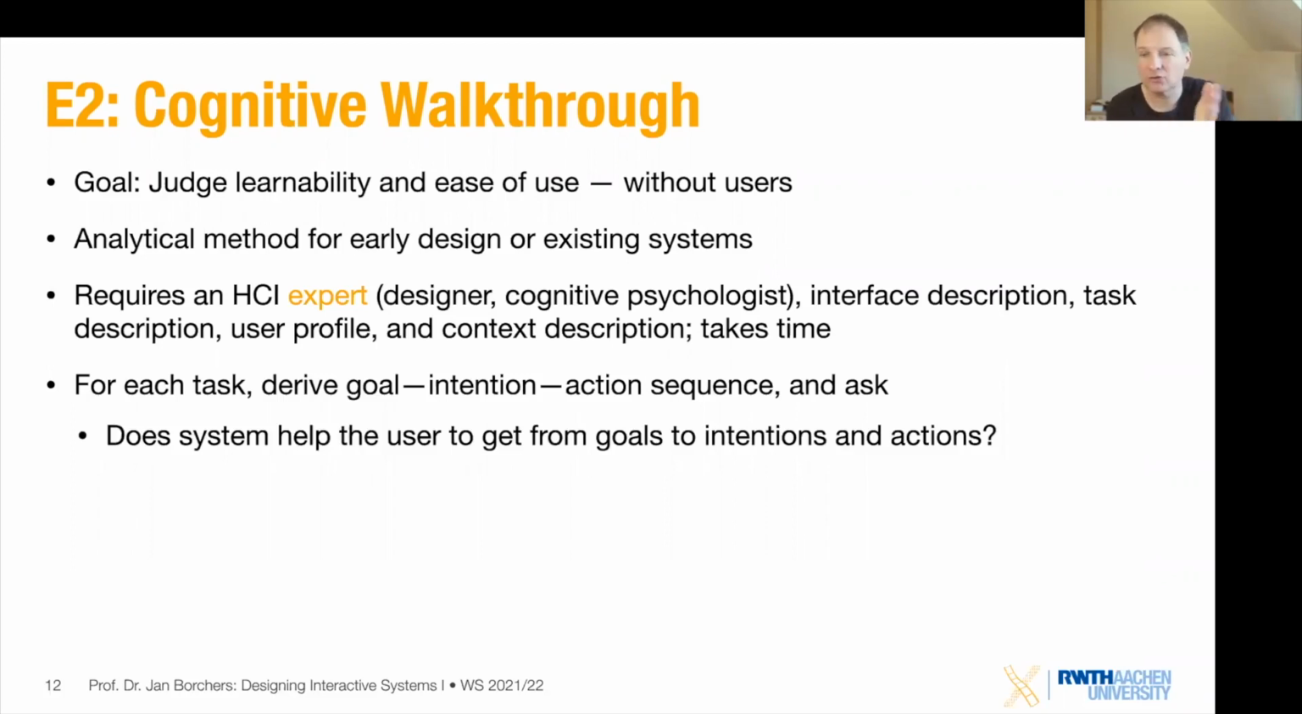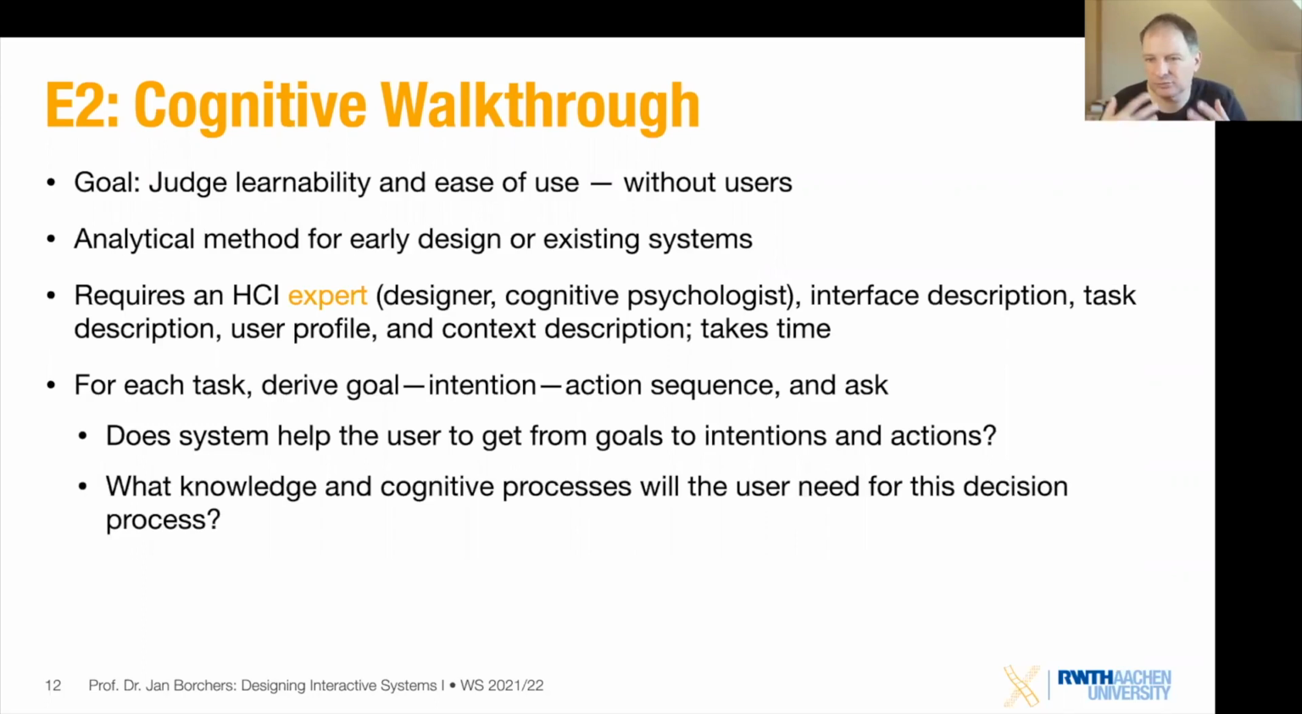Does that work, or are there gulfs appearing during that process? And secondly, what knowledge and also cognitive abilities or processes will the user need for this decision process to be made? So for example, with the mobile banking app, maybe you could say, well, making a bank transfer is a typical task. So the user wants to do a bank transfer. What are they going to start with? Well, they'll probably have a recipient and their bank code number and an amount. And they will want to somehow put that into a form and send it off. And then probably authenticate in some way so that it's a legal transfer.